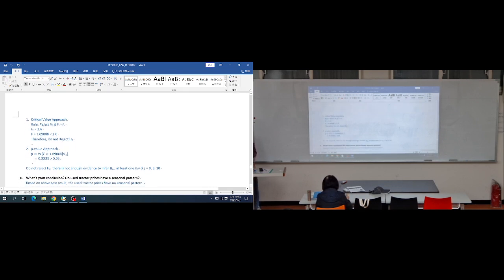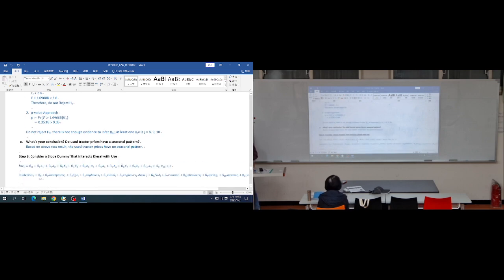From the critical value approach and the p-value approach, we got the result that we do not reject the null hypothesis, as there is no evidence to infer the alternative hypothesis. So our conclusion is that the used structure price has no seasonal pattern.